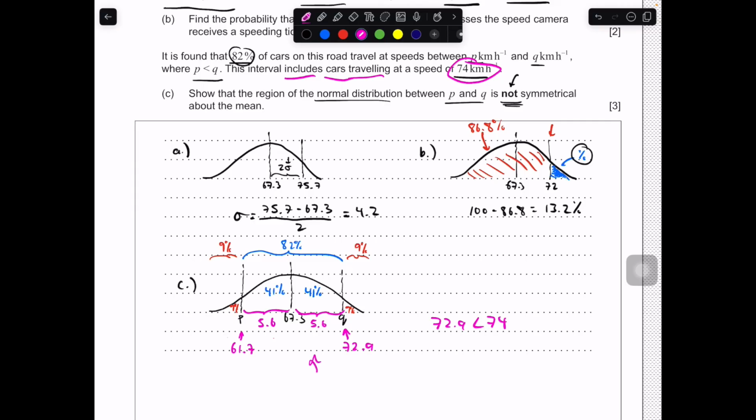And this, to be honest, would be a very nice method as well. I think it's easy to understand what's going on. I don't know if you need this top part so much, but what's on the bottom would be great. Show that the region of the normal distribution between P and Q is not symmetrical about the mean. Well, we tested whether it would be symmetrical, and we found out no, it can't be. 82% travel between here. It can't include the 74, because its upper bound is at 72.9.